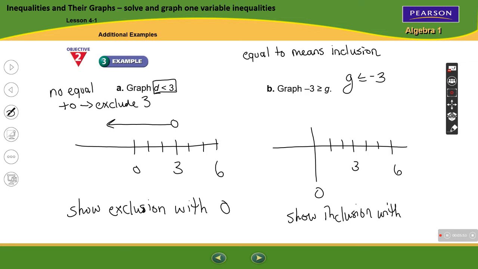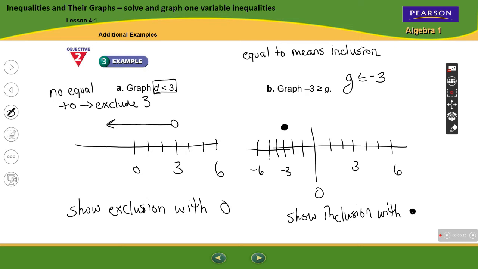You're going to show inclusion with a filled in circle. Like that. So we're going to put a filled in circle, and I'm on -3 people, not +3, so we're going to keep on going over here this way. So I have -3 is right here, -6 is right here. I'm going to put a filled in circle above -3.